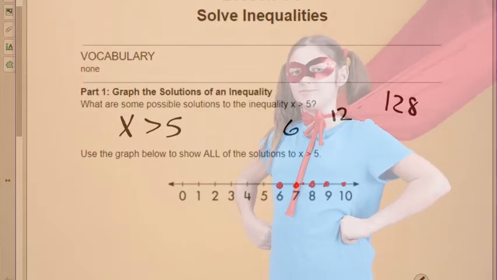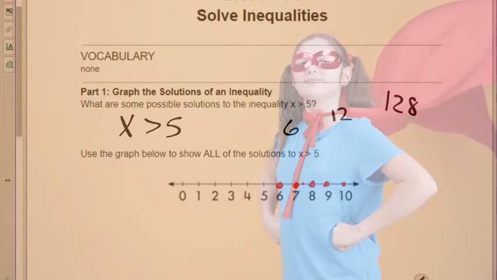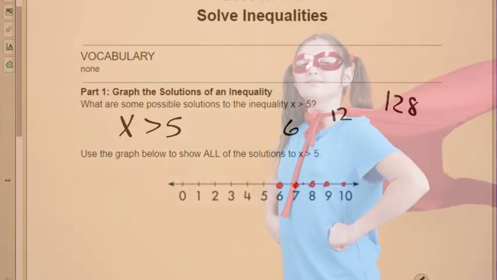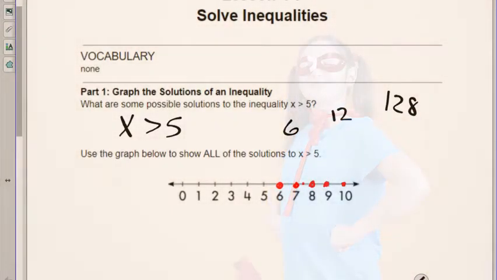Well, don't you worry, young mathematicians. We have a way. Mathematicians have figured this out. We want to know everything greater than 5. Well, we can't include 5. Let me put a circle of protection around that. There's my big circle of protection. There's a hole there, and we're not including 5.